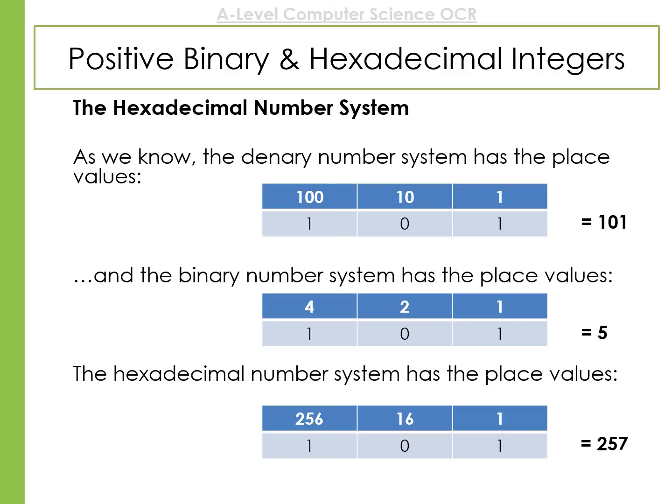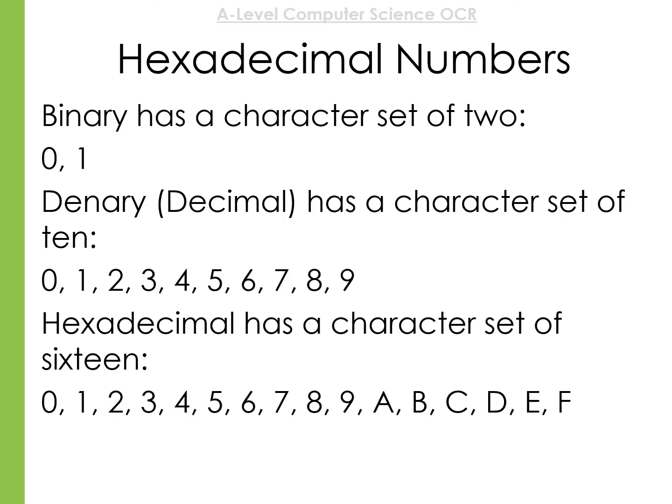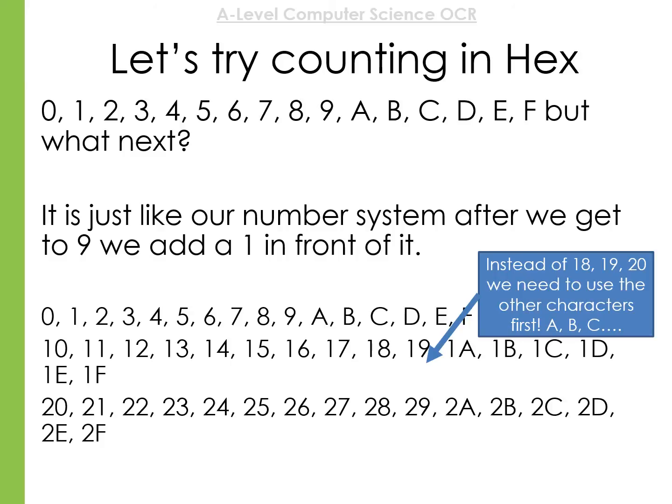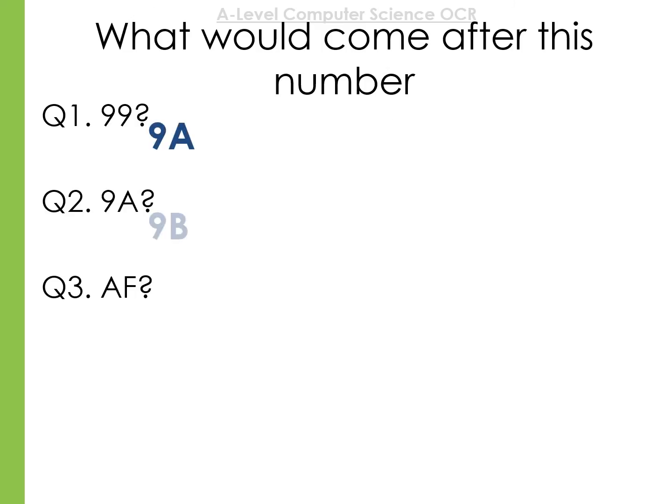So if you look at the number of options that we could actually have, it very quickly improves. With hexadecimal, we count from 0 to F, whereas in denary it's 0 to 9 and in binary it's 0 and 1. So this can get a bit confusing while counting. Have a look at these number lines and how they work. See if you can figure out what comes after these values. The answers are on the screen.